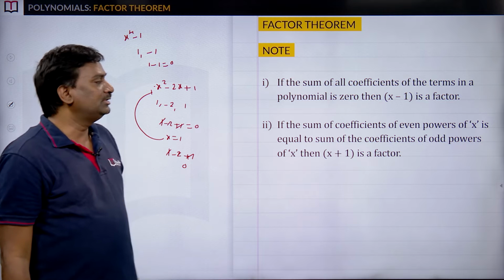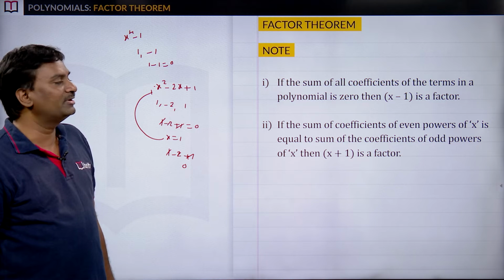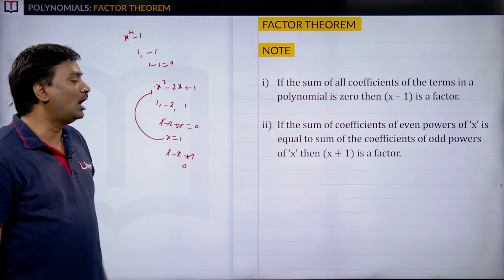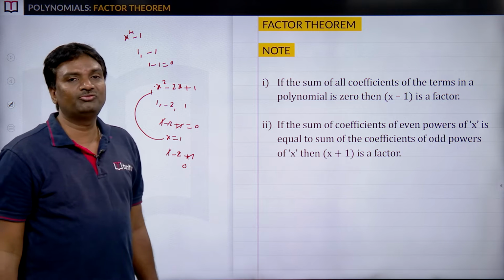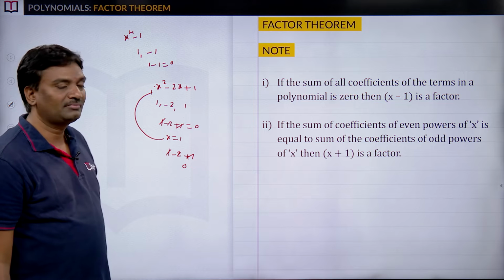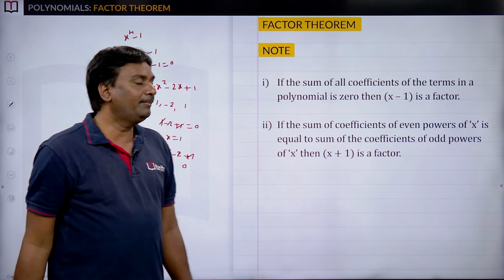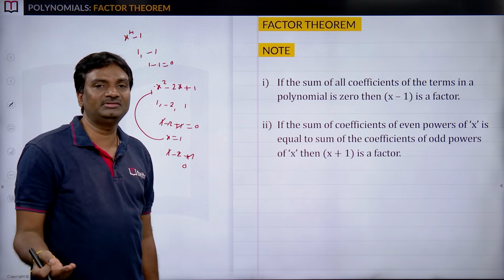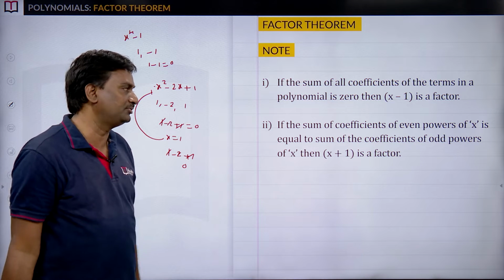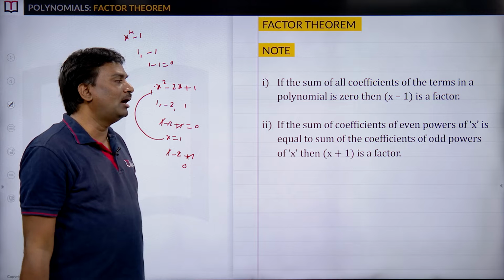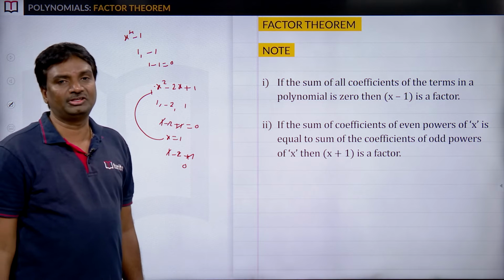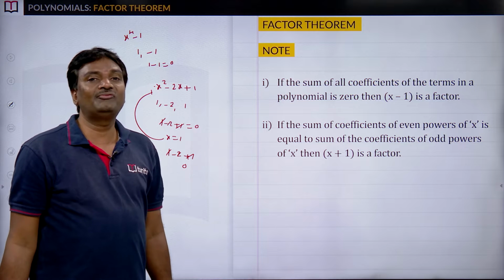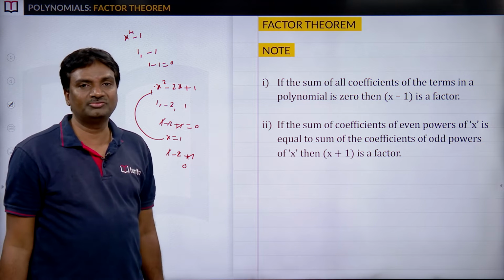Next, if the sum of coefficients of even powers of x is equal to the sum of the coefficients of odd powers of x, then x plus 1 is a factor. In the given polynomial, if the sum of coefficients of even powers of x, meaning x square or x power 4 or x power 6, is equal to the sum of the coefficients of odd powers of x, then x plus 1 is a factor.